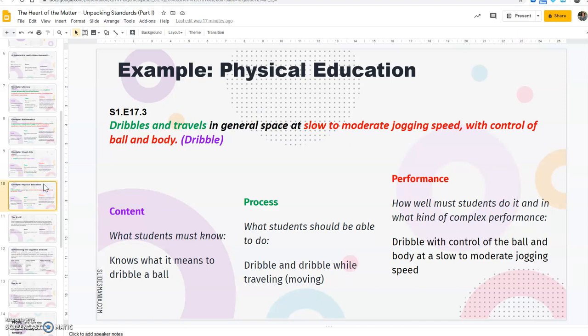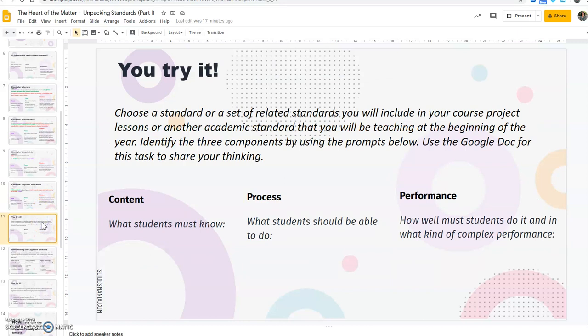And the standard is dribbles and travels in general space at slow to moderate jogging speed with control of ball and body. The content is know what it means to dribble a ball. The process is dribble and dribble while traveling or moving. The level of performance is to dribble with control of the ball and body at a slow to moderate jogging speed. Now it's your turn to try unpacking a standard.